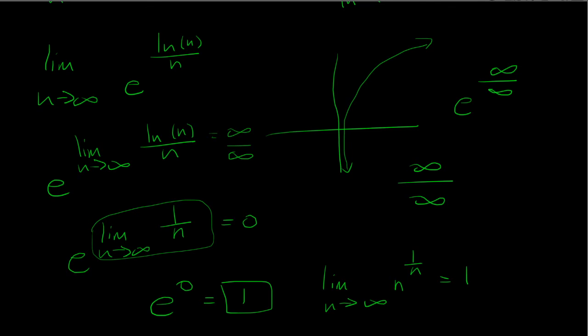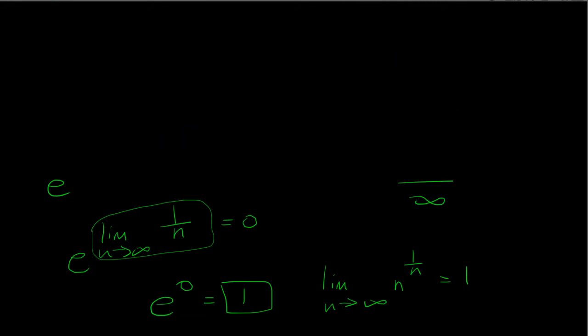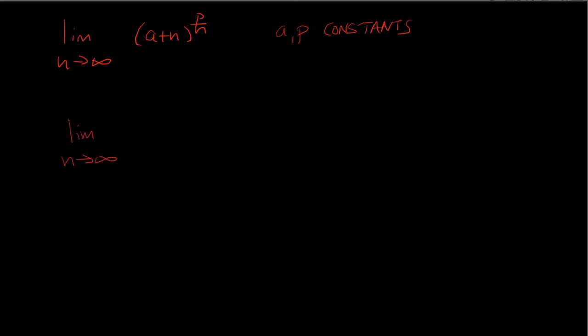So the next problem, we'll be looking at a similar problem, but we're going to change what goes inside the parentheses. So I'm going to have a plus n. a is just some constant. We're going to raise that to some exponent p over n. Here p is also a constant. Okay, so a and p are some constants. The approach is the same. I'm going to use e to the natural log and rewrite this thing.